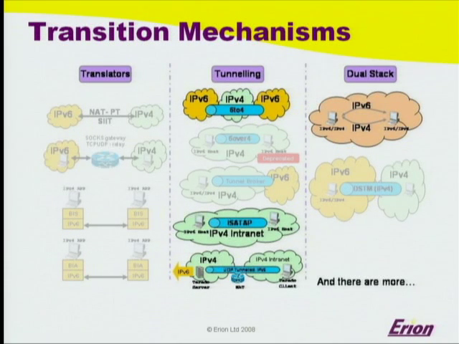Transition mechanisms. This could take several hours or a few days on its own. The key ones for Windows are shown here. So you've got 6to4, ISATAP, Teredo, and the most important of all, which is dual stack. And we've already heard many bad things about transition mechanisms. Really, in an ideal world, we would avoid a lot of them like the plague. The best one out of these is the dual stack. But of course, life isn't as simple as that.